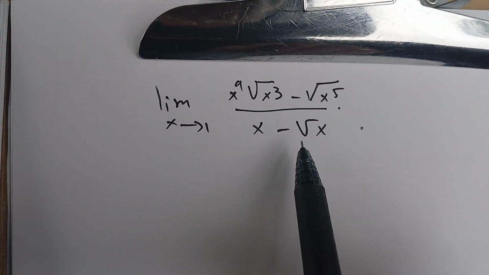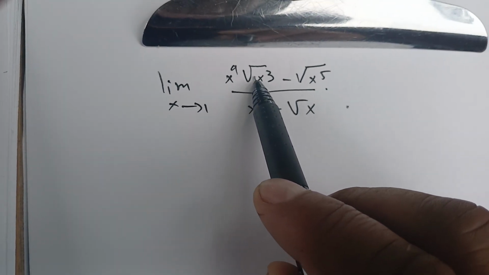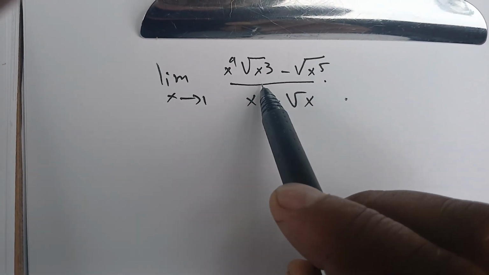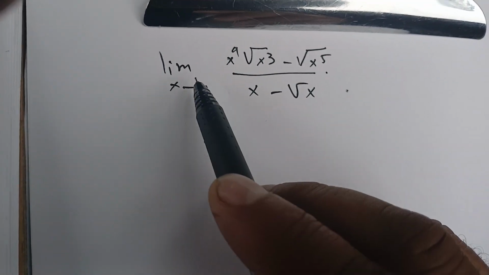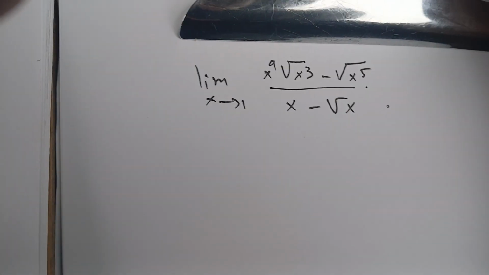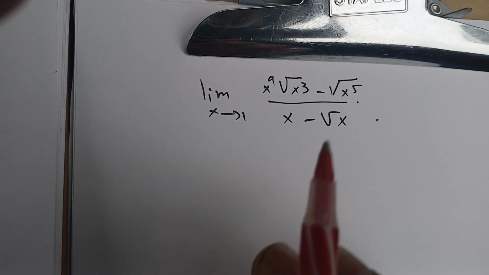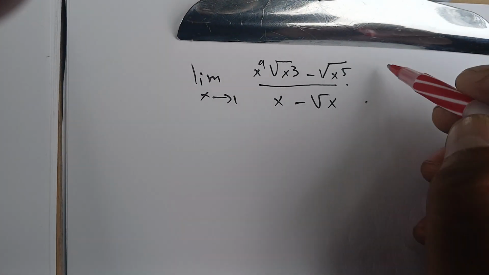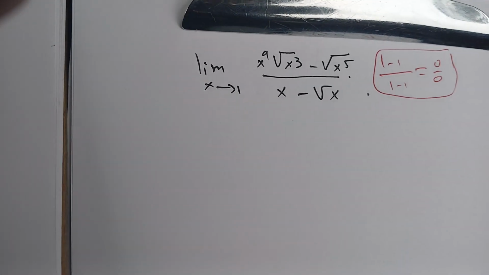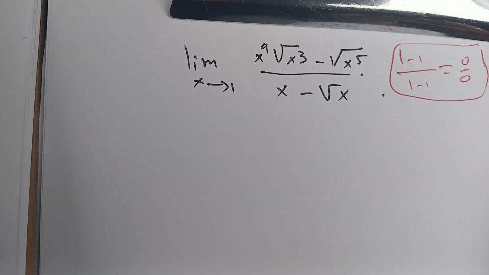We are trying to find the following limit: x to the power 9 times the square root of x cubed minus the square root of x to the power 5, over x minus square root of x, as x goes to 1. The issue that we face here is that when we try to do the substitution, and that's the first thing that we need to do, we get 1 minus 1 over 1 minus 1, which is 0 over 0. So in this case, we can't conclude what's the limit.